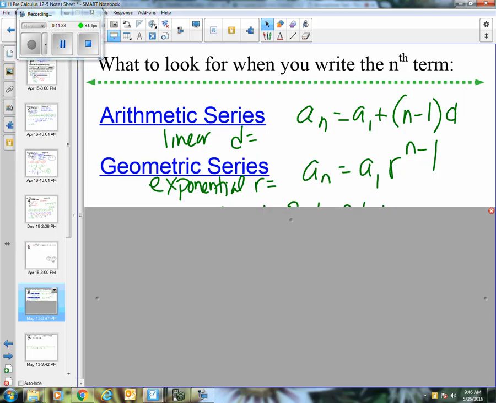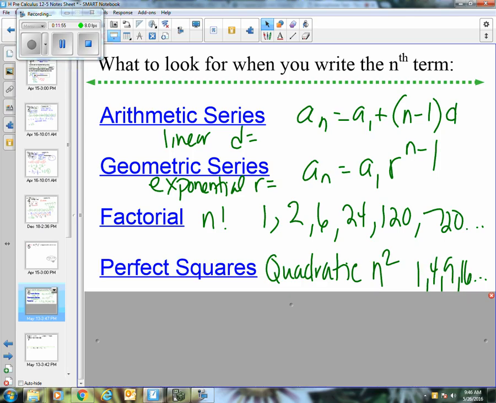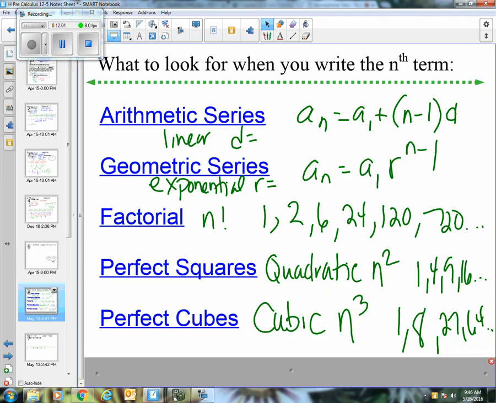Same thing if it's geometric or exponential. Great. If you know it's multiplied by something, we have a formula for that. We know what our r is. We don't have to worry about being intuitive or creative. We know that we can fall back on that plan. Factorial is another way that we've talked about growth or decay, depending on which way those terms are moving. So n factorial would be something else to look for. Be aware of those numbers. And then, of course, we've got our perfect squares, our quadratics, a very common way to grow. And then we have our cubics, also a very common way to grow.